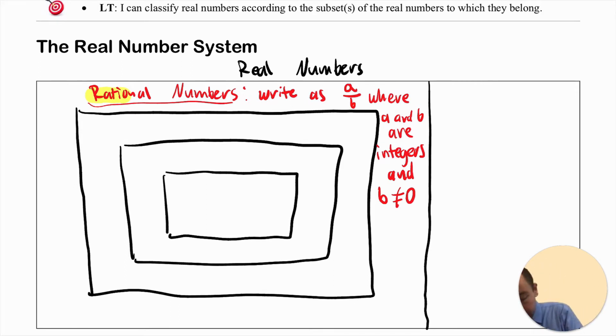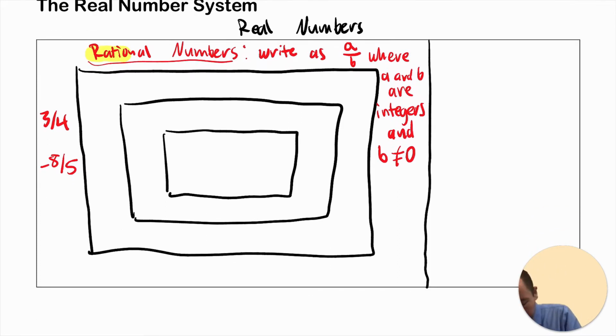Some examples of numbers that are rational. So I'm just going to write some examples of numbers off to the left side there. 3/4 is rational. We could also have -8/5, also rational. Very clearly, they're fractions that don't have any decimals in the numerator or denominator, right? I'm going to write a couple more examples, 1/3 and 2/7.